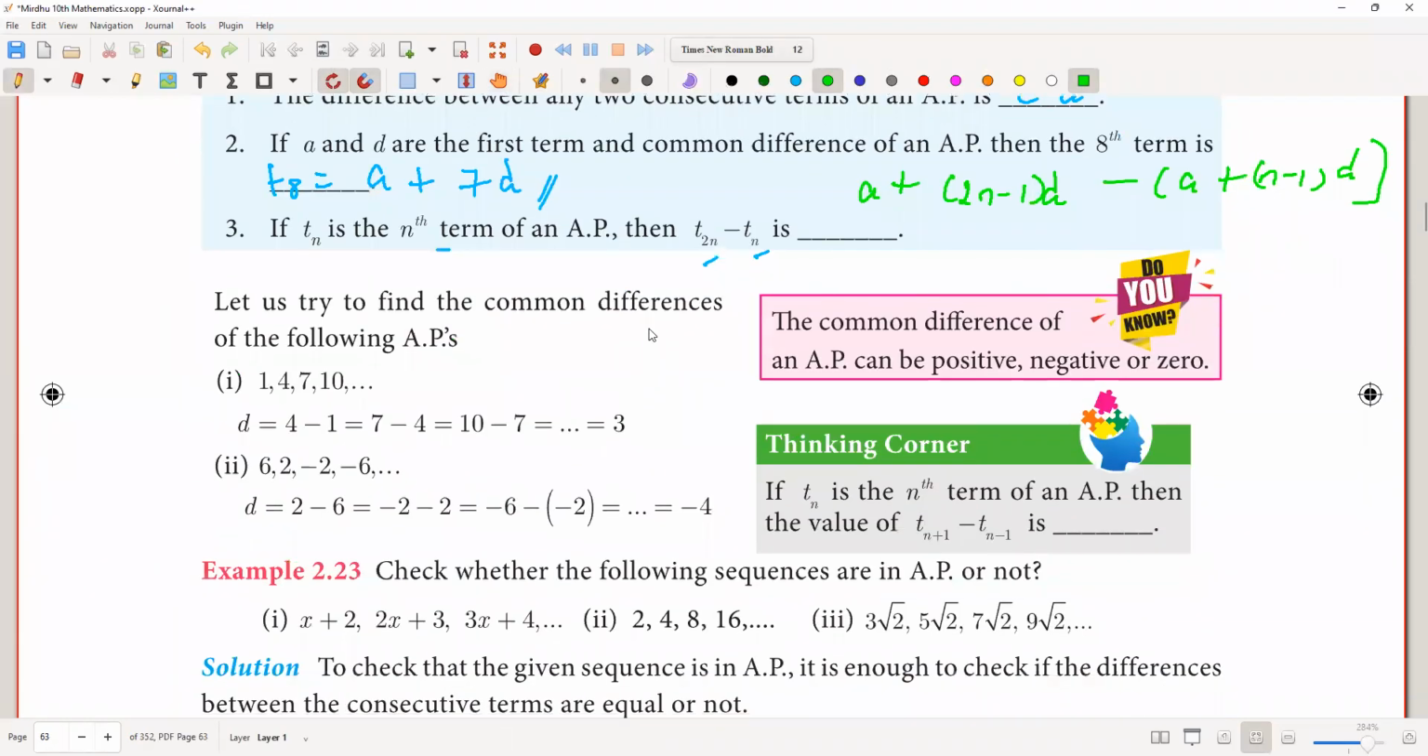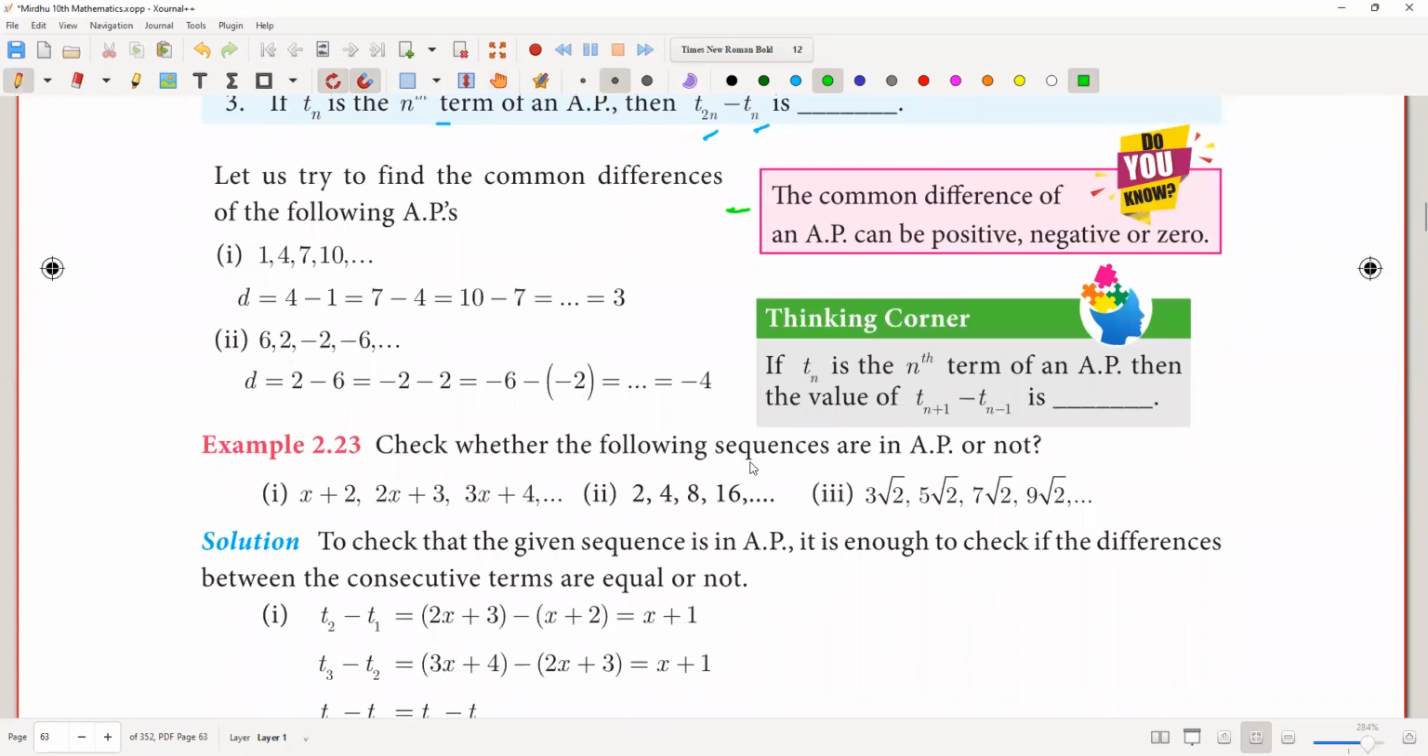So that's what we are working on. The common difference of an AP can be positive, negative, or zero. If it's positive, it will be increasing. If it's negative, it will be in decreasing order. If it's zero, it is a constant function. Consistently, zero is getting added, so it is 2, 2, 2, 2, 2, 2, 2. Everything is 2, a constant function. All right. Check whether the following sequences are in AP or not.